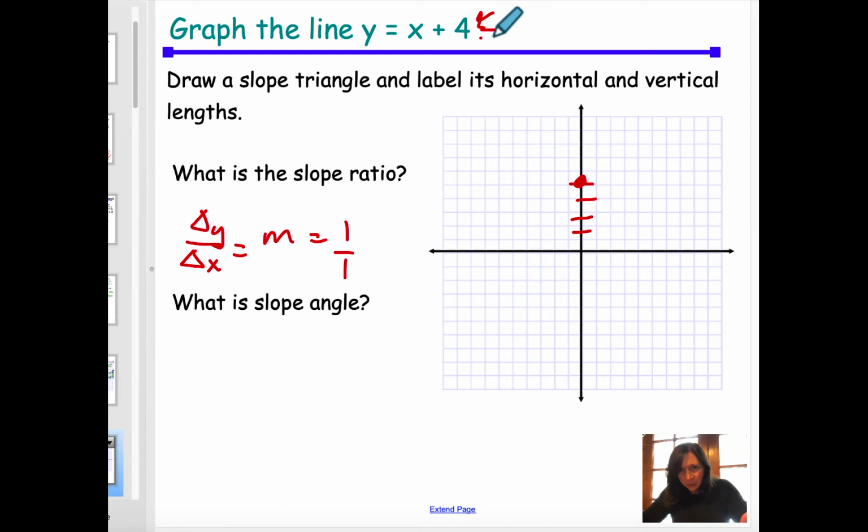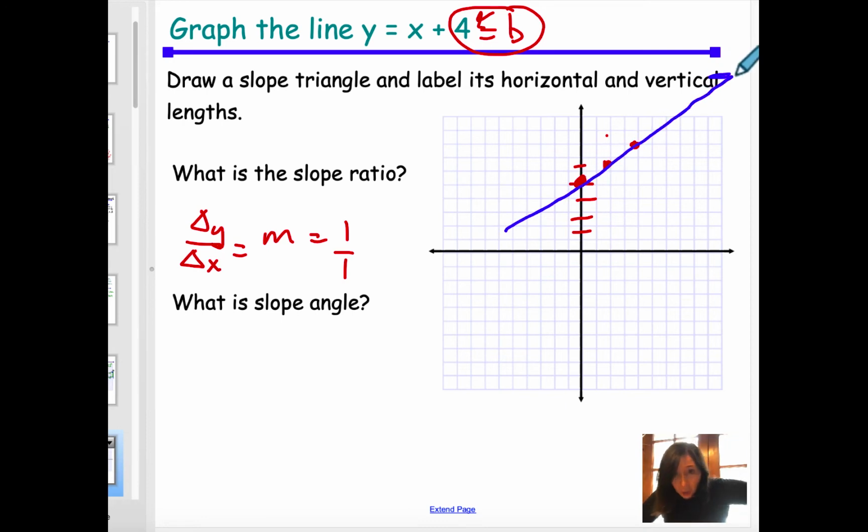y-intercept, which is b, which is that 4, from that value, I'm going to go up 1 over 1. And so this line that I'm creating right here, okay, that's my slope. That's my line with that slope ratio.